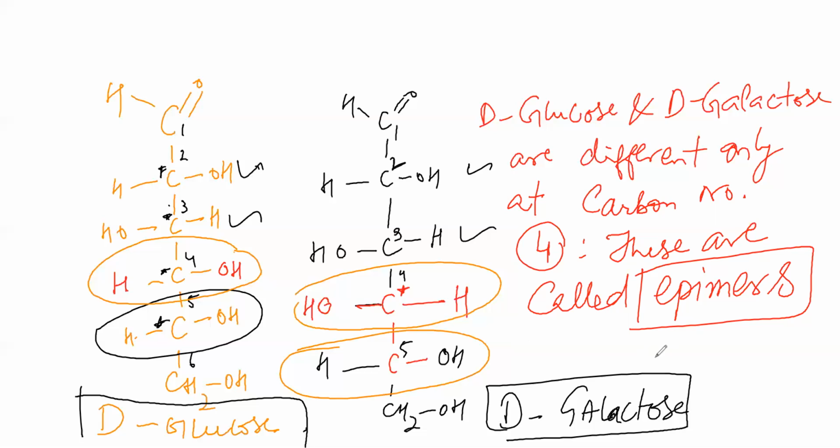So with this, we've finished today the Fischer projection formulae of the aldohexoses, and next we'll come to know about epimers again, and at the same time in the next lecture we'll discuss the cyclic structures of the monosaccharides. This is all about it.